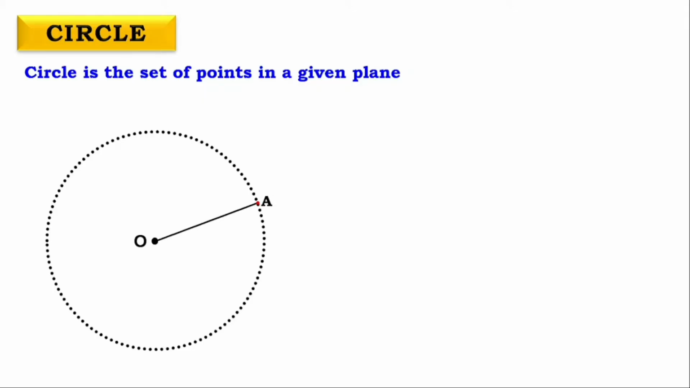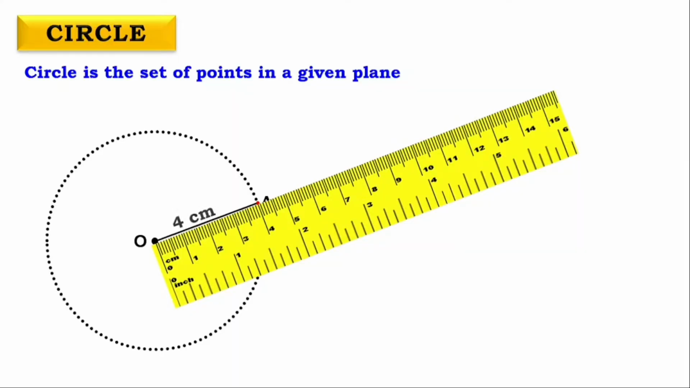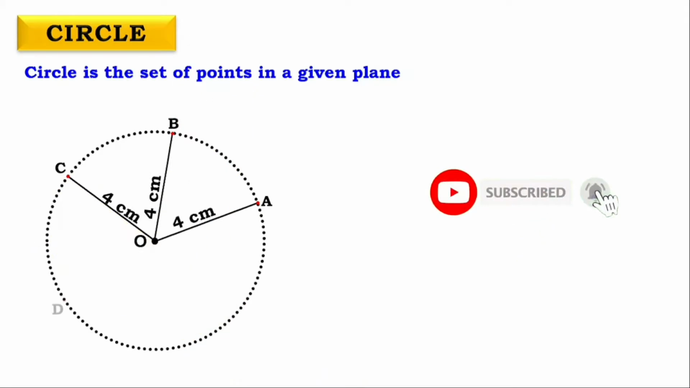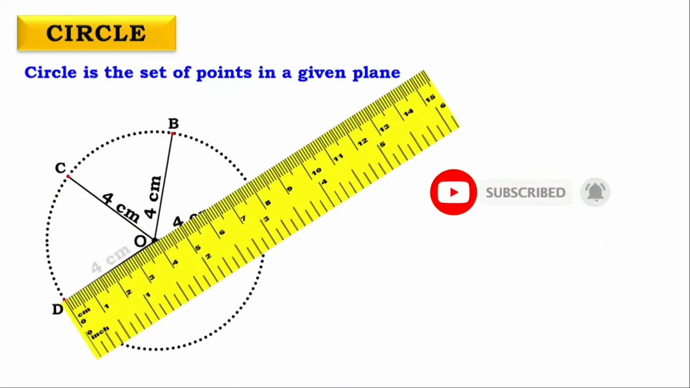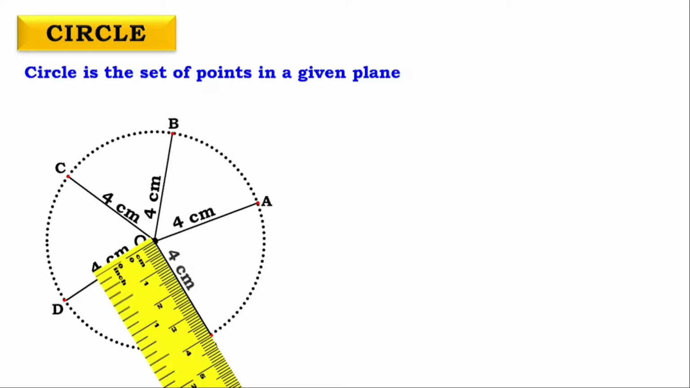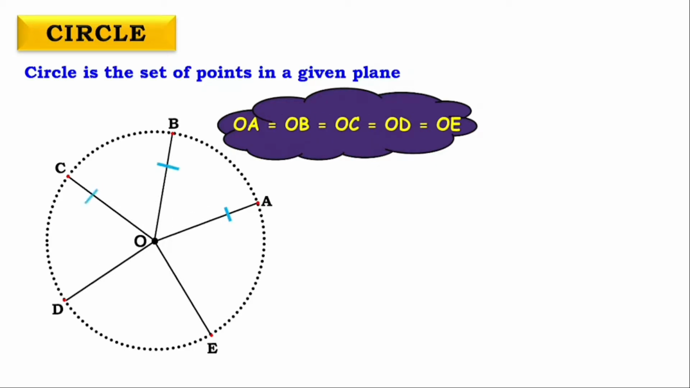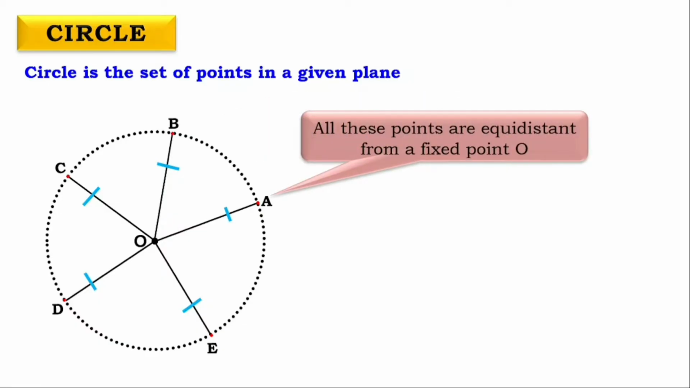Point A, I join it, I measure it: 4 centimeter. Then point B, 4 centimeter. OC measures 4 centimeter. OD measures 4 centimeter. OE, 4 centimeter. What can you say about OA, OB, OC, OD and OE? They are equal. OA is equal to OB is equal to OC is equal to OD is equal to OE. All these points are equidistant from a fixed point O. So these points A, B, C, D and E are at an equal distance from point O.